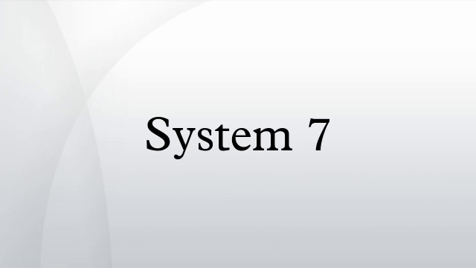System 7 was developed for Macs that used the Motorola 680x0 line of processors, but was ported to the PowerPC after Apple adopted the new processor.